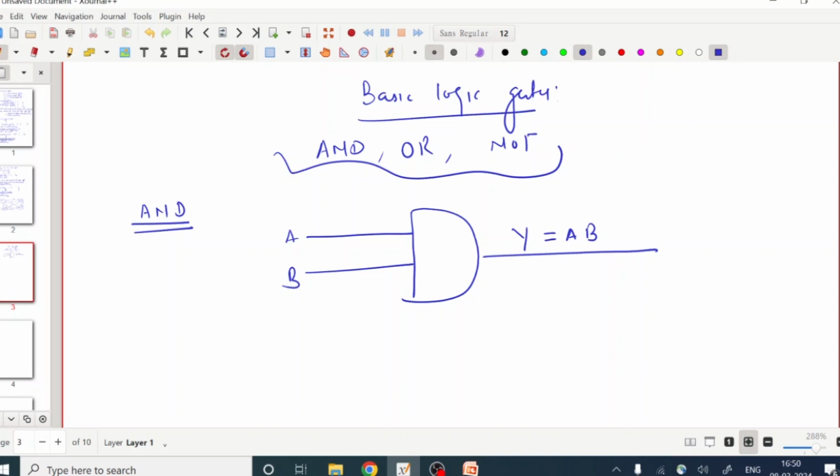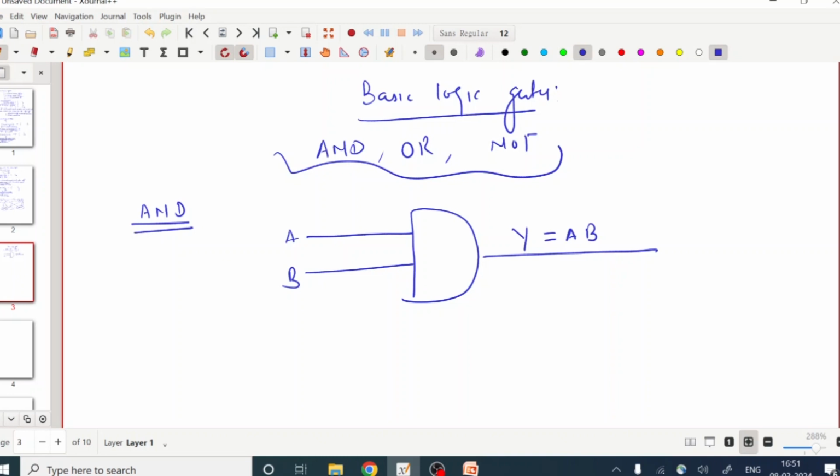Suppose two statements are connected by an AND gate. The whole statement is true when both statements are true. If one of the statements is false, then we can say that the whole statement is false. The AND gate behaves like this. Here we provide inputs and outputs in the form of 0 and 1. So we give an input and it produces an output.